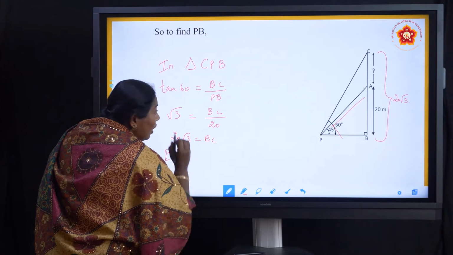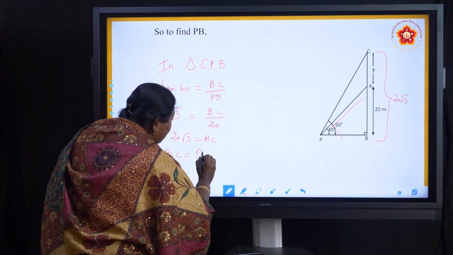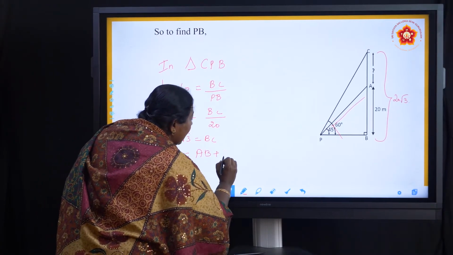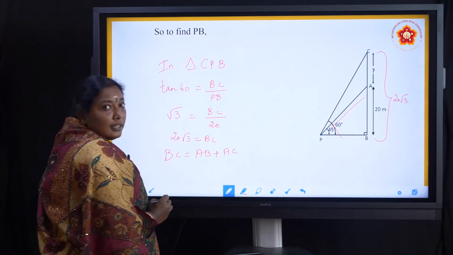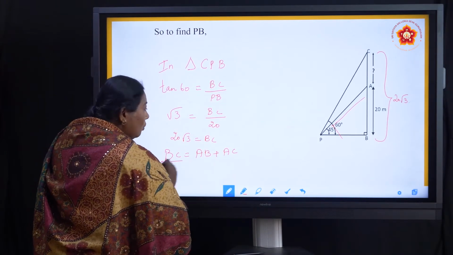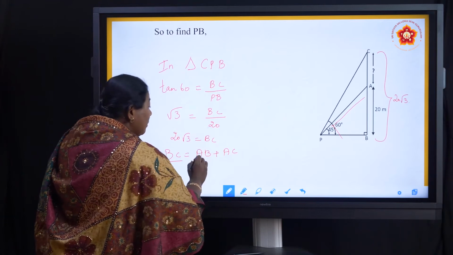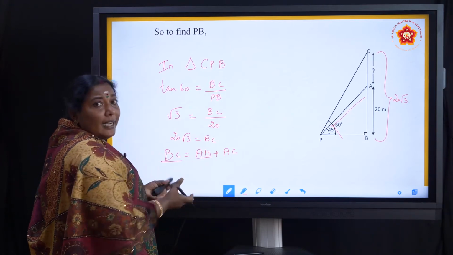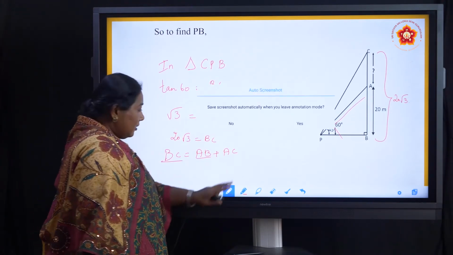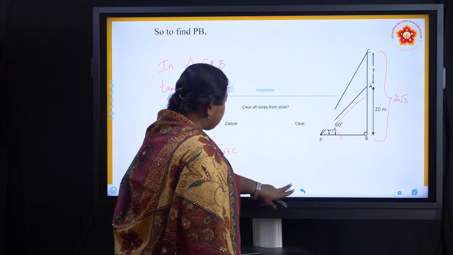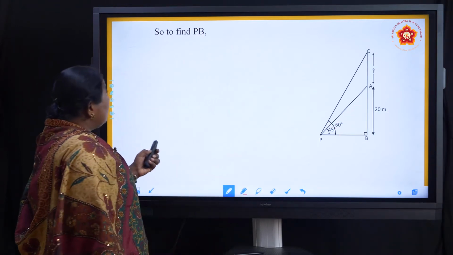BC is equal to the addition of AB plus AC. Right? I know what BC is. They have given what AB is. Then subtract it, and I will get the answer. Is it right? So that is what we are going to do next. So let us see what is all here.